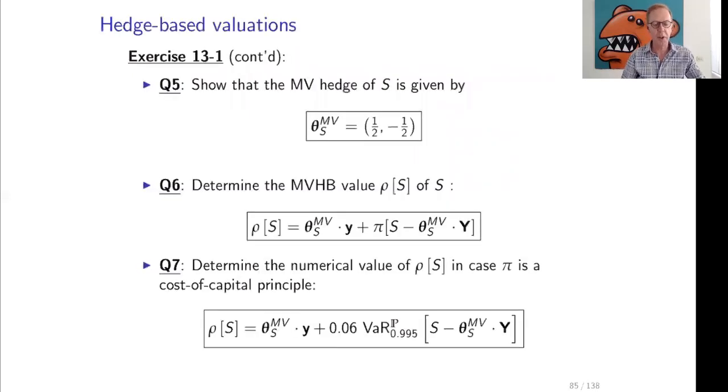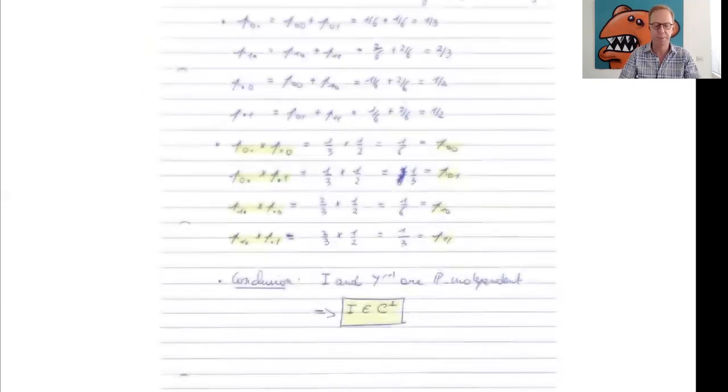Let us continue and go to exercise 5. Let us now look at the claim S. Remember, the claim S was 1 minus y1 multiplied by 1 minus I. We want to determine the mean variance hedge of S, then we will determine the mean variance hedge-based value rho of S for a general pi, and then we will determine the numerical value in case of the cost of capital principle. So it's the same structure as what we did with I. But let us first have a look at the mean variance hedge of S.